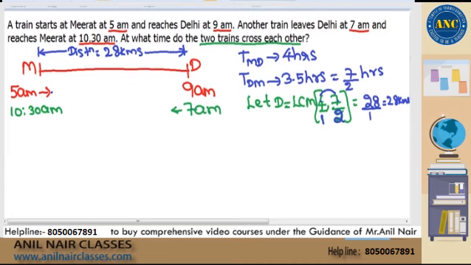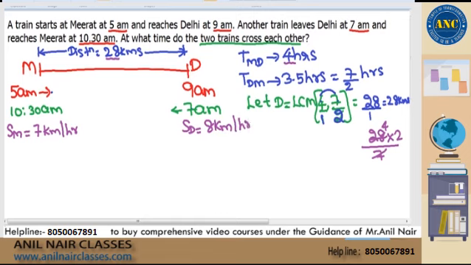28 kilometers is my assumption. Now, if I take 28 kilometers as my assumption, what is the speed of the Meerut train? Speed is nothing but distance by time. Distance it will travel is 28. Time it will take is 4 hours. 28 by 4 is 7 kilometers per hour. Similarly, speed of the Delhi train is distance 28 divided by time 7 by 2 hours. That 2 will come above: 7 into 4, 4 into 2 is 8 kilometers per hour. I hope it is clear. Speed is 8 kilometers per hour.